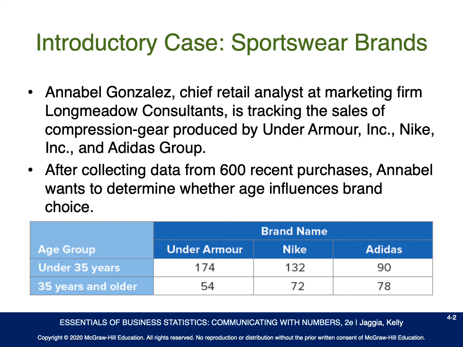So the data that we're given is from a marketing firm, and we are tracking sales of compression gear by age, where the consumer's under 35 or 35 years or older, and by brand. And so we're specifically going to be focusing on Under Armour here, and we're going to be looking at who is buying Under Armour gear and trying to figure out where we should direct our marketing.